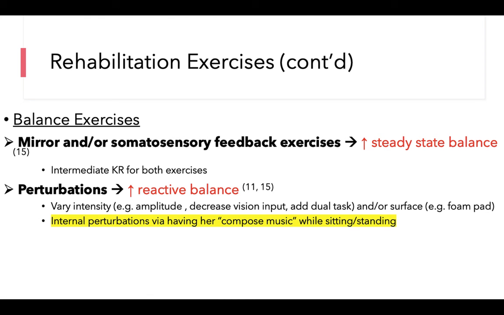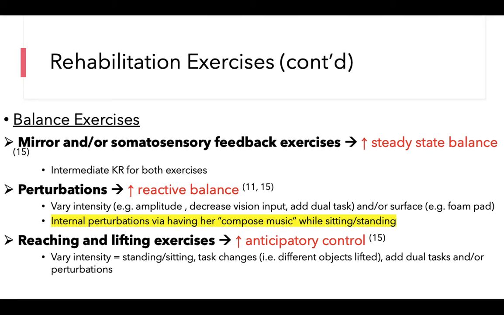To increase reactive balance, I can perform some external perturbations on her, which will gradually progress and increase in intensity by changing up the task or surface. And to make it more functional towards reaching her goal of getting back to work, what we can do is have her produce some internal perturbations herself by waving her arms and hands around as if she was composing one of her own concerts. And to increase anticipatory control, we can have her do some reaching and lifting exercises, which again, will also increase in intensity by changing the task, such as moving from sitting to standing, having to lift up different objects, adding dual task or perturbations.